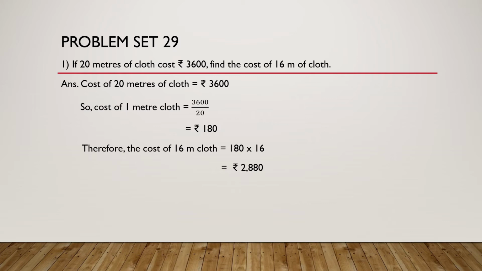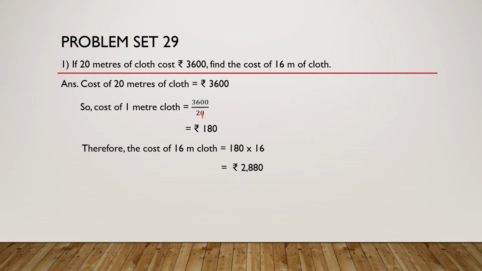They have given us that 20 meters of cloth cost rupees 3,600. So first, what do we need to find out? We need to find out the cost of 1 meter of cloth. That will be done by dividing. Correct? Yes. So the cost of 20 meters of cloth is 3,600. So what will be the cost of 1 meter of cloth? Yes, it would be 3,600 divided by 20.